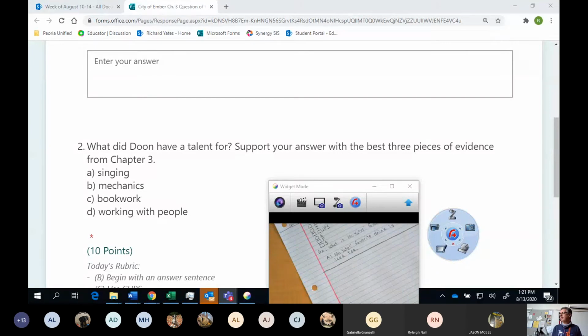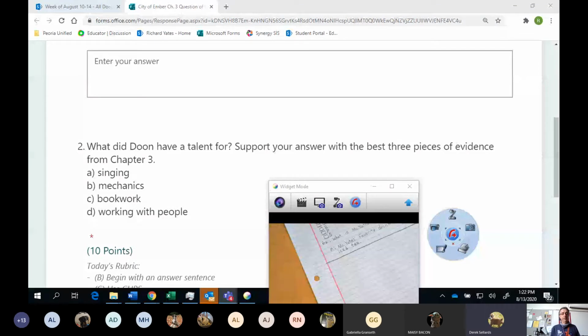Okay, you might have your hand up. I had the same one Gabby did. Okay, just raise your hand if you have something different for this part, boys and girls. I just want to see if anyone's got a different one. Derek, do you have a different way to do that answer sentence? You did have a talent for blank. Okay, Dune had a talent for blank. That's perfect too. Alex, what are you going to say?